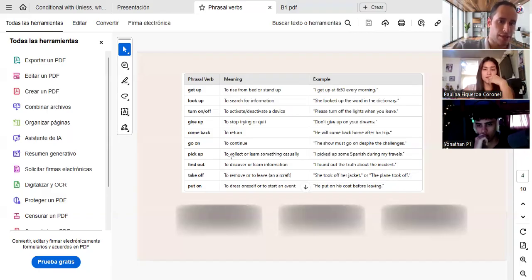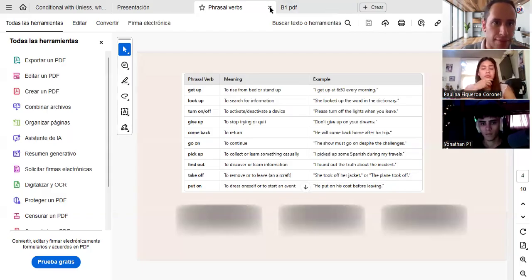Take off means como quitar, right? Take off. Okay. And put on means ponerse. It is clear, guys. There's no rules. The only rule is you have to memorize this. So remember, this presentation is loaded in the platform. So if you want to review, you can do it.